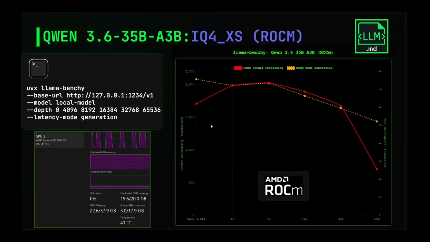Here is the data represented in a more readable way, and you can clearly see the heavy dip at the 65K context window. And as for the cause, I think it is related to VRAM usage. As you can see here from the screenshot, ROCm is using about 22.5 gigabytes of VRAM out of the 20 gigabytes we actually have on our RX 7900 XT, and so that means that some parts of the execution are spilled to the system RAM, which explains the dip in performance.